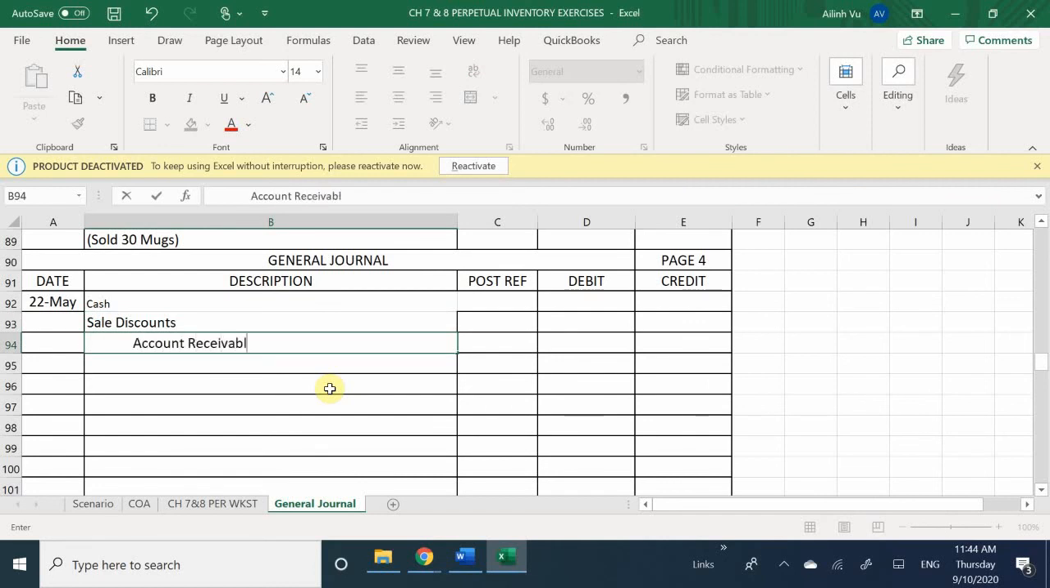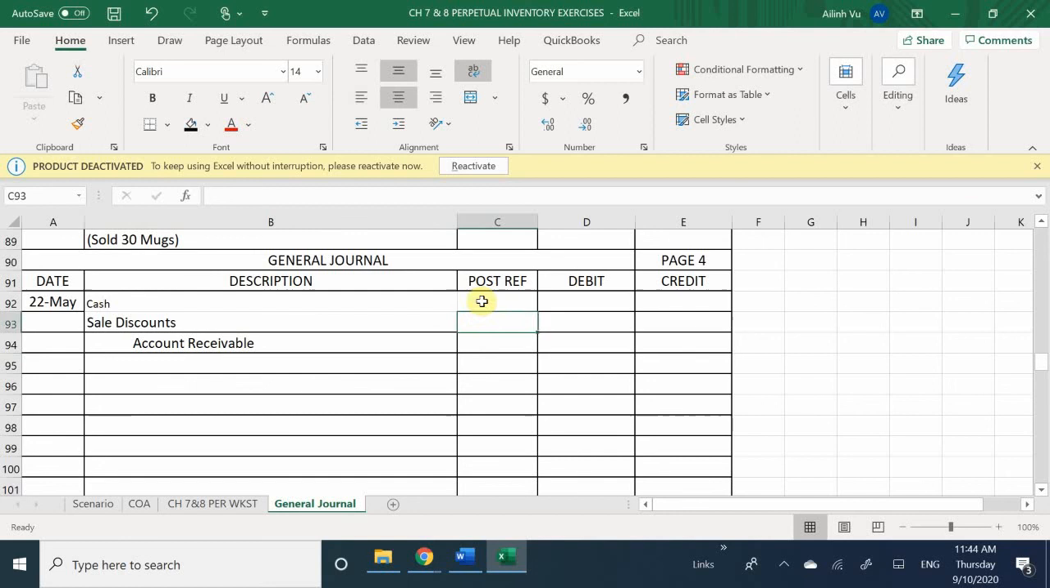So accounts receivable. Okay. So in this case, let's enter in our accounts here. My line is missing. So my cash is 102. My sales discount was 405. And then my accounts receivable is 103. So we know that the grand total they owe us right now is currently $300.